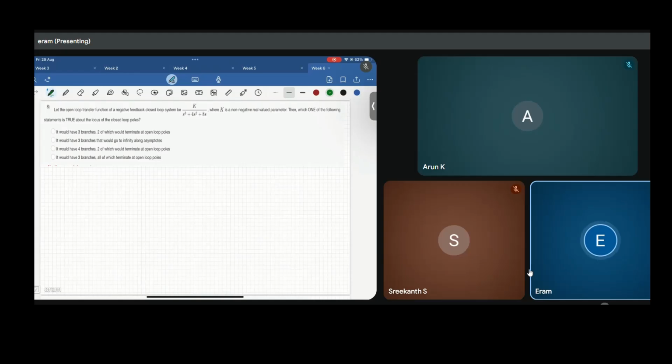The next question says that the open loop transfer function of a negative feedback closed loop system is given as k by s cube plus 4s square plus 8s. We are given the open loop transfer function, which is k divided by s cube plus 4s square plus 8s, where k is a non-negative real valued parameter. Then we have to find out the true statement.